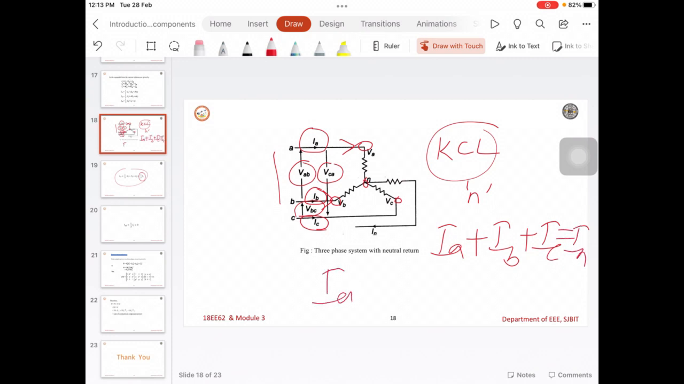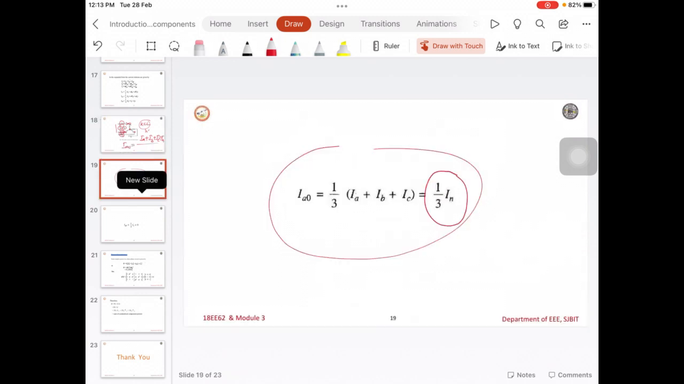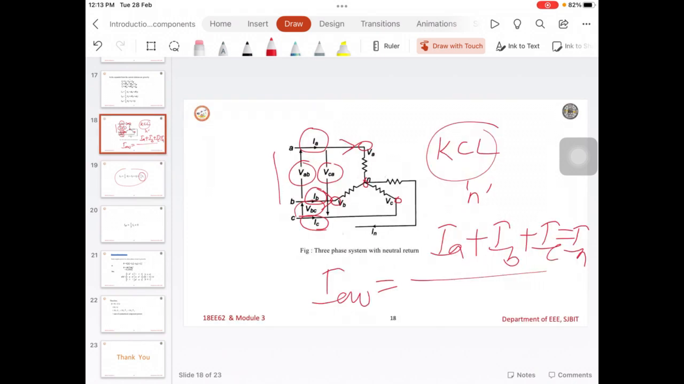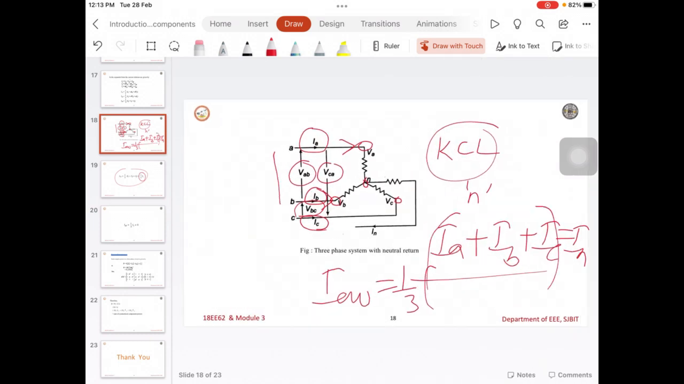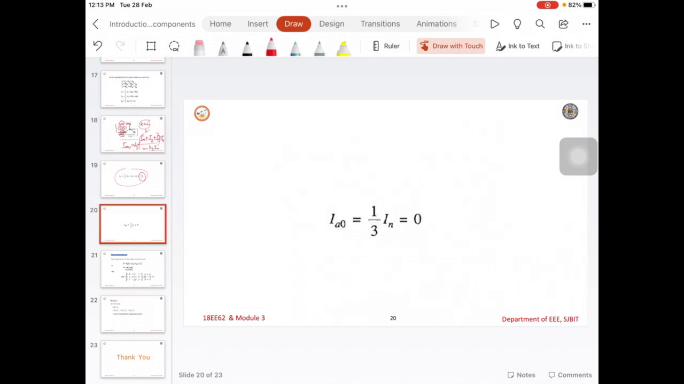Actually IA0 is 1/3 of IA plus IB plus IC. So, this is 1/3 of IN according to the previous formula. So, the neutral current is 3 times IA0.